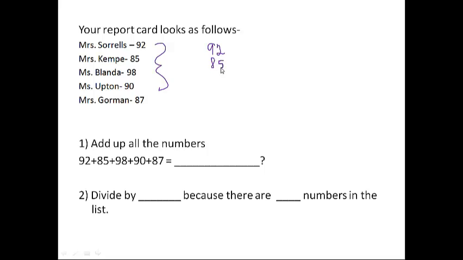92, 85, 98, 90, and 87. Okay, so add them up. Alright, so 5 and 2 is 7. 8 and 7 is 15. And then if you add 15 plus 7, you get 22. So you're going to put the 2 down here, carry the other 2. This is 11. 11 plus 8 more is 19. So those 3 equal 19. These 2 equal 18. And then let's add the 8 on.